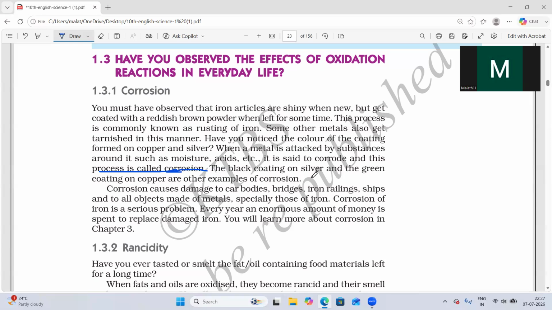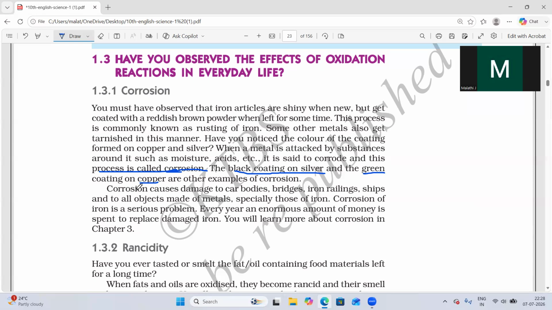So the black coating on silver and the green coating on copper are other examples of corrosion. Iron turns brown and rusty, and silver turns black. If you observe silver articles without covering, if you keep them exposed to the atmosphere at home, even outside for a few days, what will happen? It will change its color. It will become black. If you take copper articles and keep them outside, they will turn green. That is called corrosion.